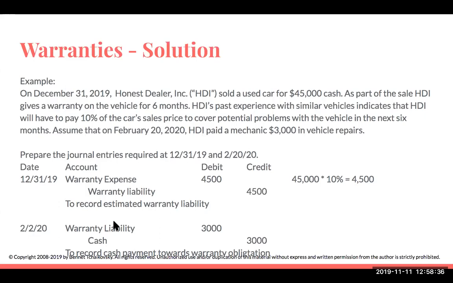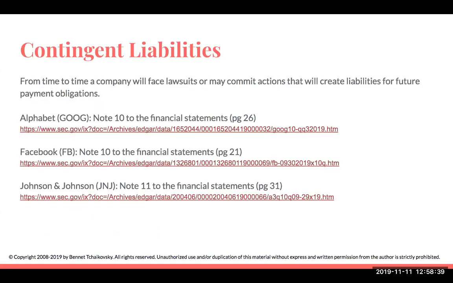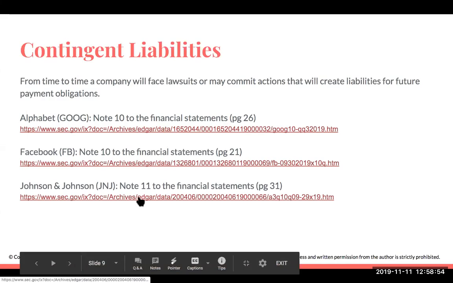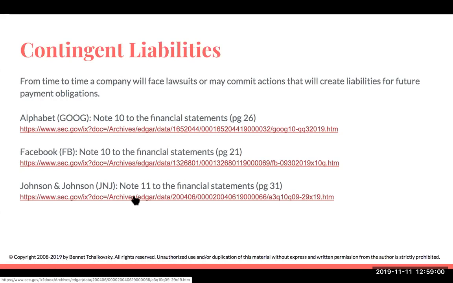So let's take a look now at the main focus of this chapter, and probably the most important thing that you need to understand, at least for my exams. Here we have what we call contingent liabilities, okay? How do these come about? Well, companies do things. Sometimes they do bad things, right? We'd like to think that all companies do great things, but we know that's just not the case. Things happen. So from time to time, a company will face lawsuits or may commit actions that create liabilities for future payment obligations.